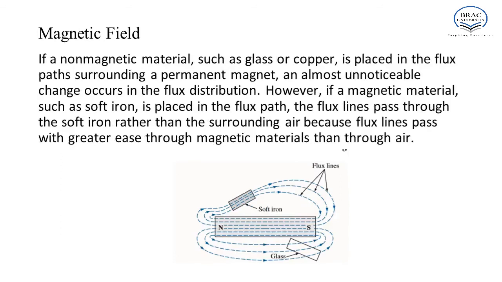If a non-magnetic material such as glass is placed in the flux path surrounding a permanent magnet, an almost unnoticeable change occurs in the flux distribution. However, if a magnetic material such as soft iron is placed in the flux path, the flux lines pass through the soft iron rather than the surrounding air, because flux lines pass with greater ease through magnetic material than through air.